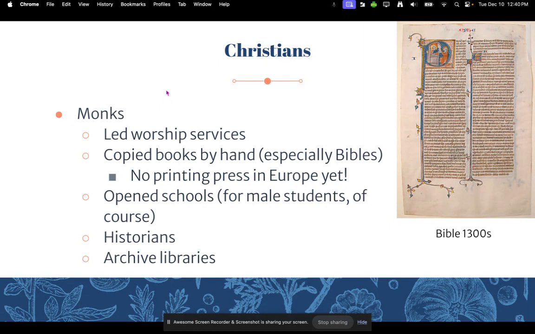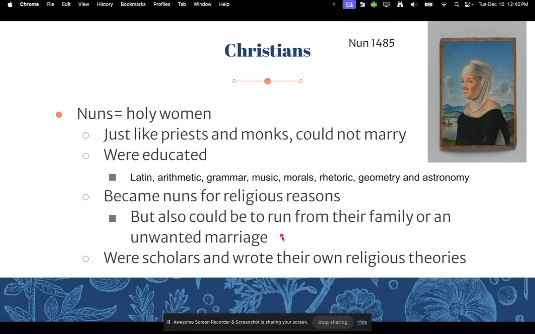They would also open schools, but of course, it was only for male students. They would also be historians and archive libraries.